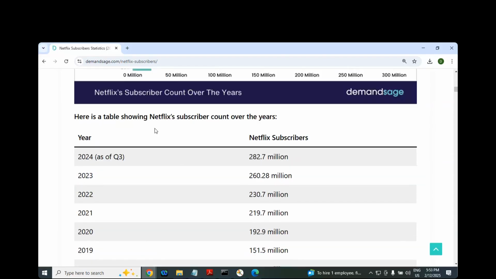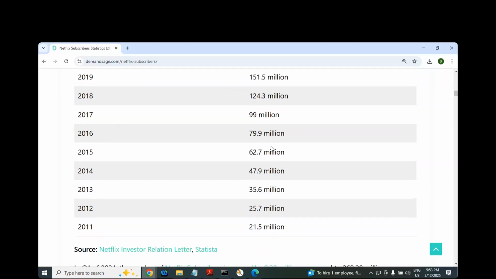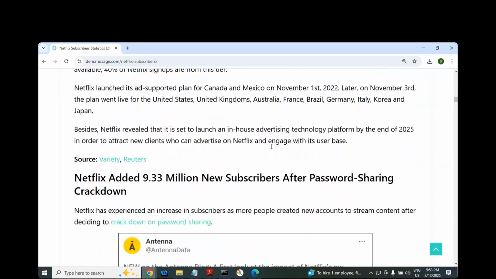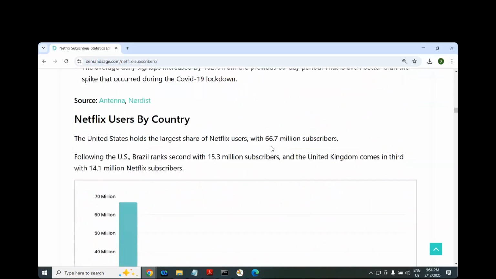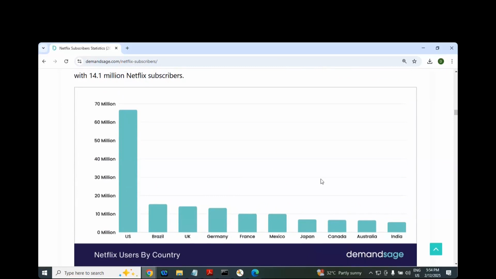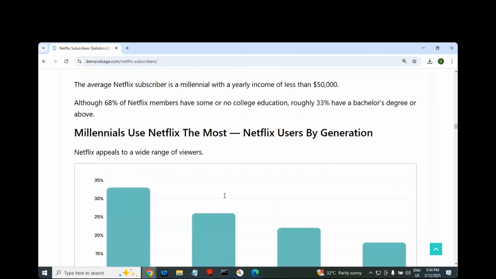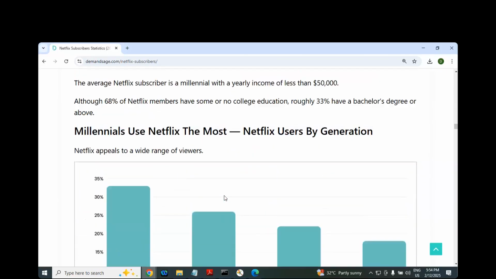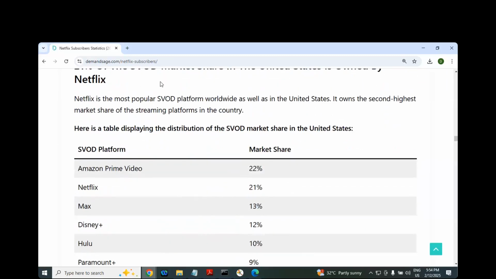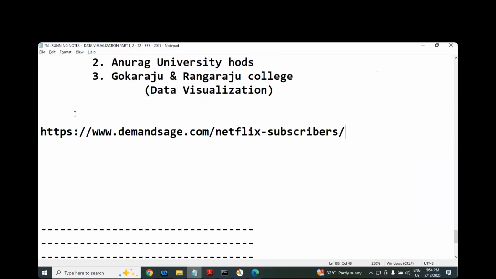Here is the table showing Netflix subscriber count over the years. Very good. 2024, 282 and 260. These are all you need to understand. Kindly walk through and we will get an idea. Yeah, again a bar chart. Is it okay for you? Netflix having an account is not required, it is okay. Okay, this is one of the data sets. Can I share this link with you? Is it okay? Netflix data.